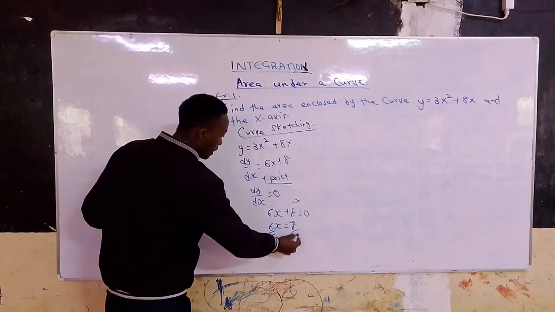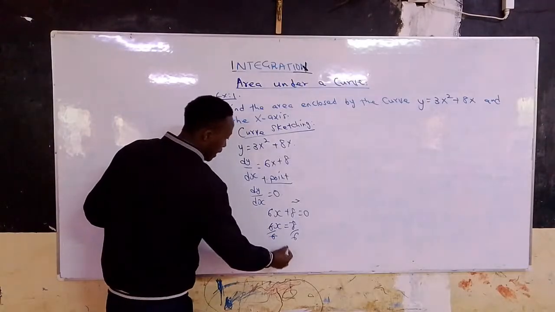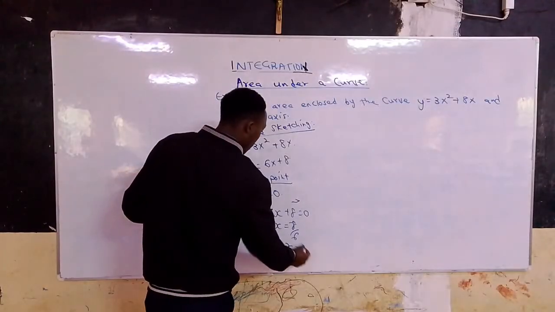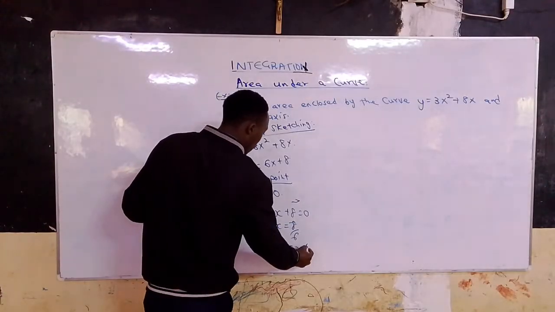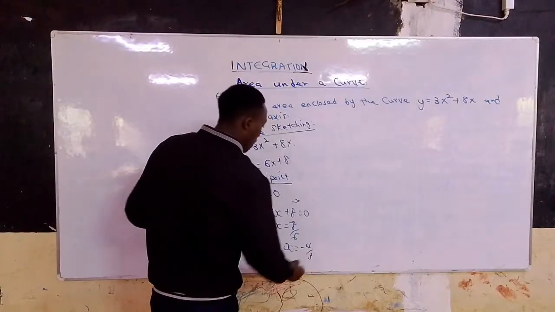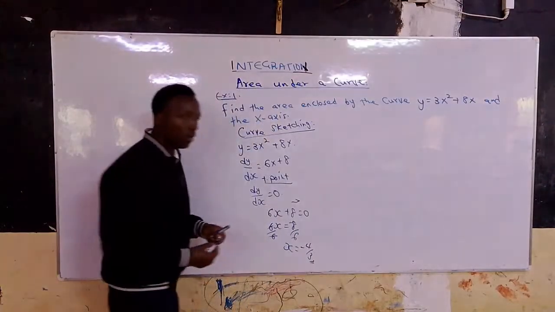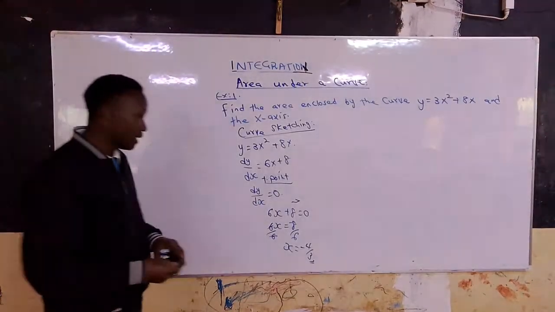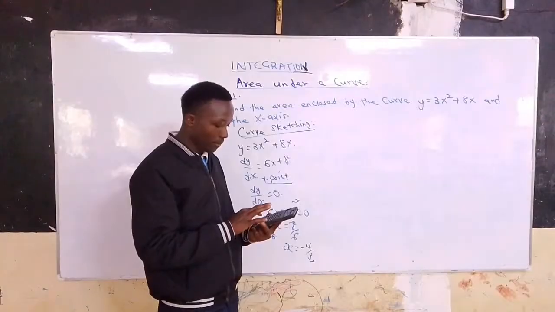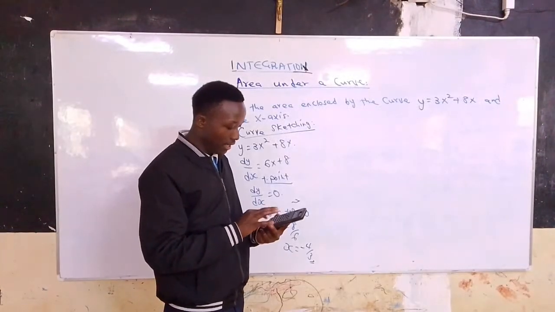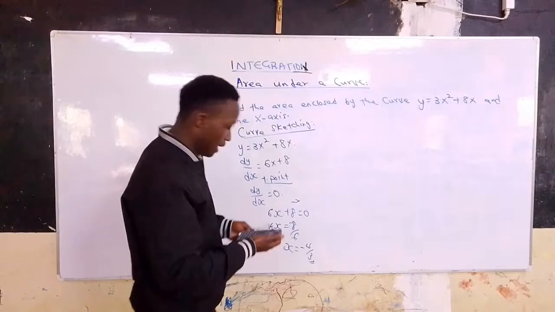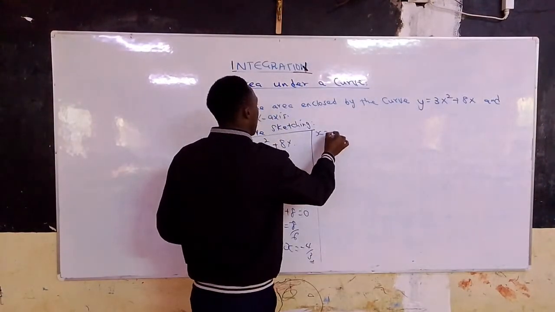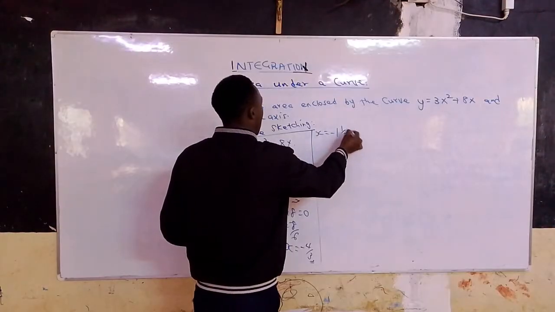So we will divide both sides by 6 and we will have our x as negative 8 over 6, which by 2 is 4 over 3. We will have negative 4 over 3, which can also be written as negative 1 and a third. So x is equal to negative 1 and a third.